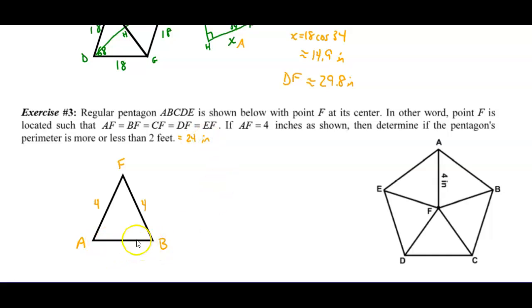Well, that means that I need to know what this outer side is, right? Because if I know what that is, since it's a regular polygon, there's 5 of them. If I know what x is, then I can multiply by 5 to see whether it's more or less than 2 feet. Okay, well, we know what to do with isosceles triangles, right? We drop a perpendicular down. And as of right now, I don't have any angles. We need to do something about that.